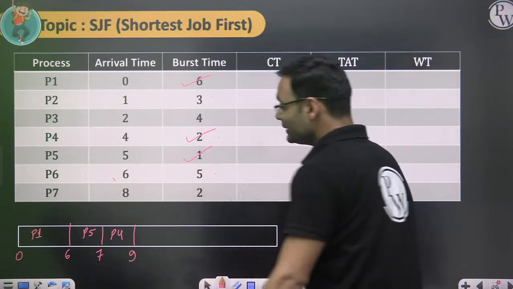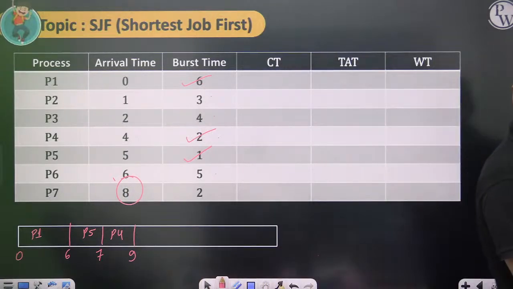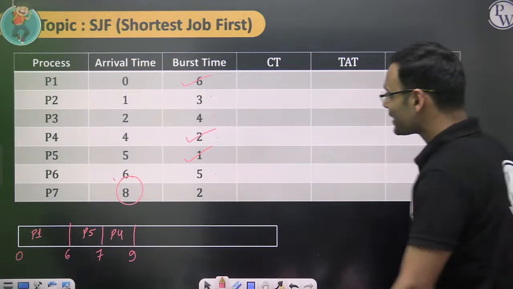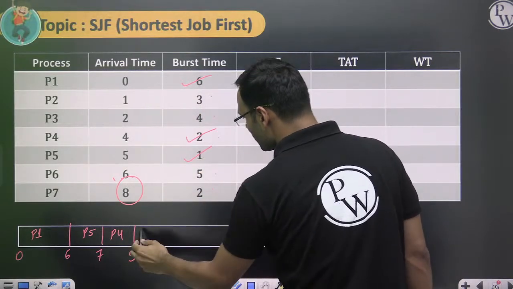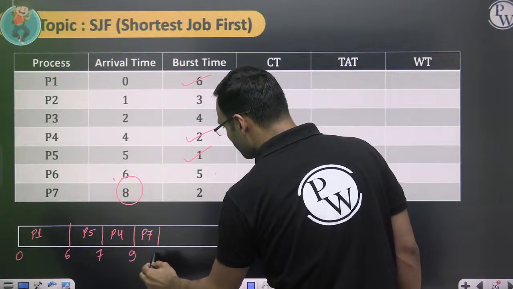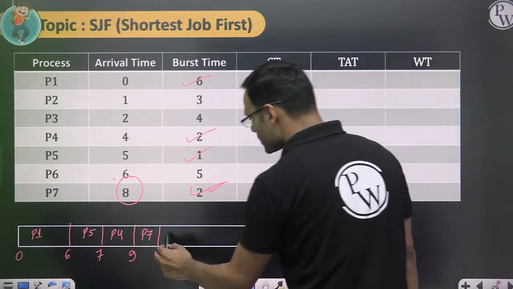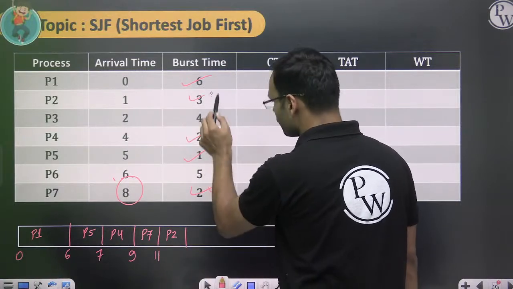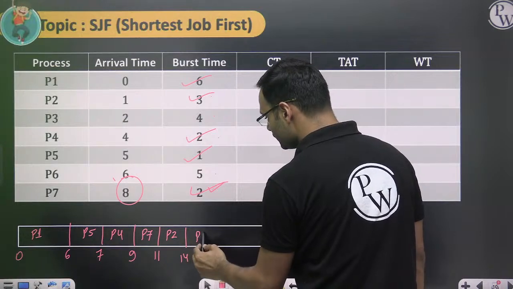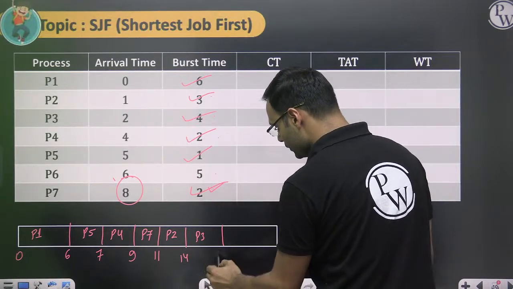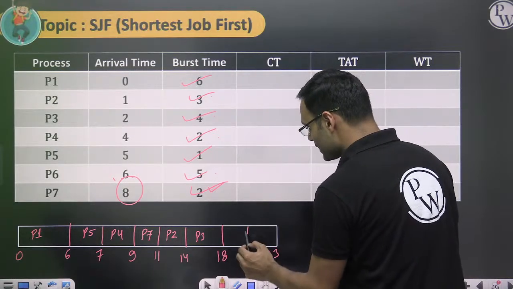2 time units. Now till 9, when P4 will be running, at 8 P7 arrives. When P7 arrives, yes, that is the smallest among the remaining 4: 3, 4, 5, 2. 2 is the smallest. P7 will run for 2 time units up to 11. Next P2 runs for 3 time units, up to 14. Then of the remaining two, P3 runs 4 time units, up to 18. Then 5 time units, up to 23. P6 runs.